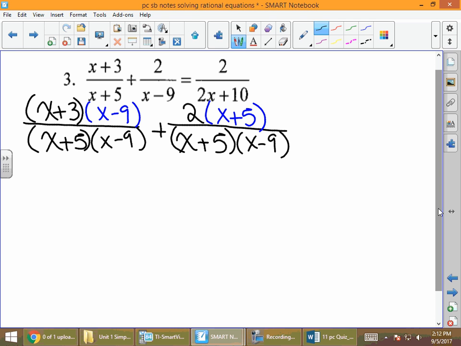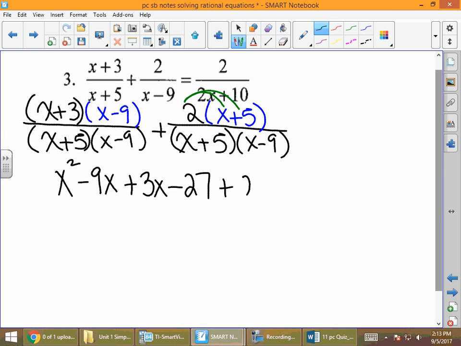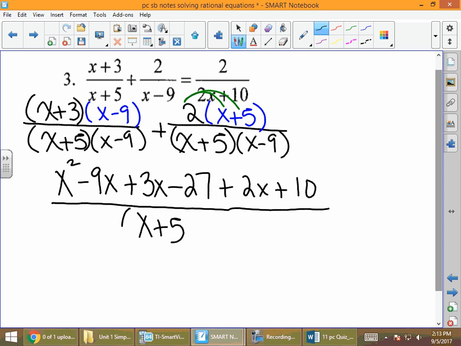So on our left-hand fraction, now what we're going to do is we're going to FOIL. We're going to get x squared minus 9x plus 3x minus 27. First, outer, inner, last. With our right-hand fraction, we have to distribute. And we end up with plus 2x plus 10. All divided by our common denominator of x plus 5 times x minus 9.